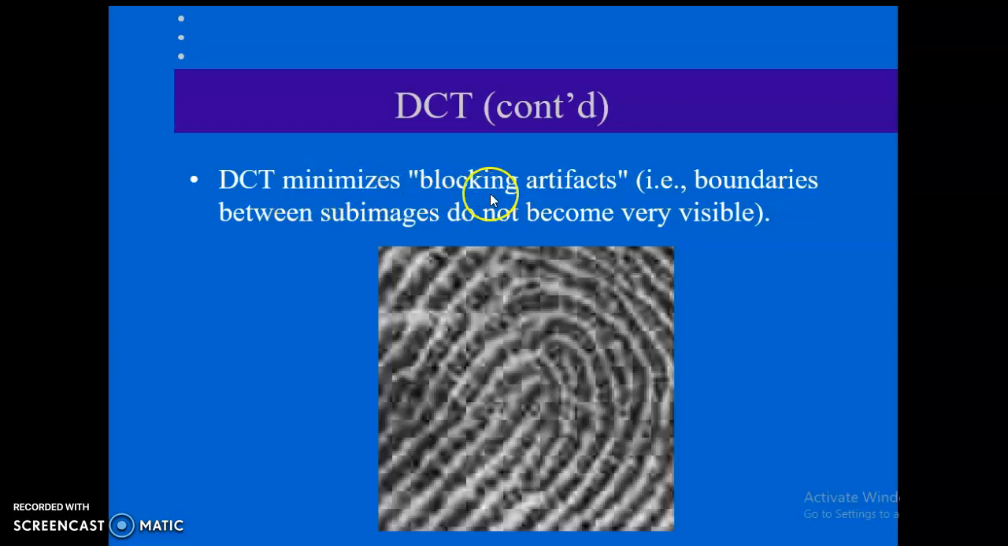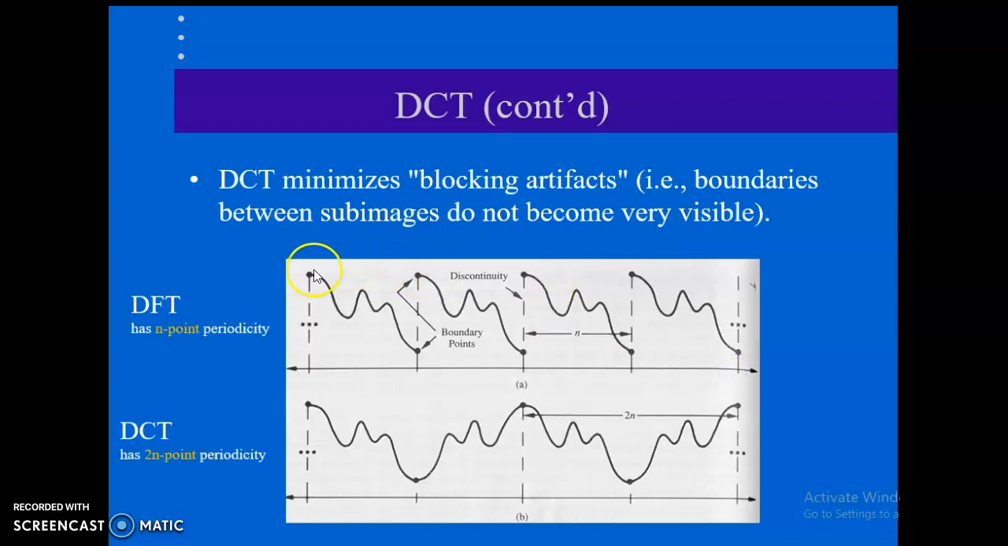DCT minimizes blocking artifacts, that is, boundaries between sub-images do not become very visible. DFT has endpoint periodicity. DCT has 2 endpoint periodicity.